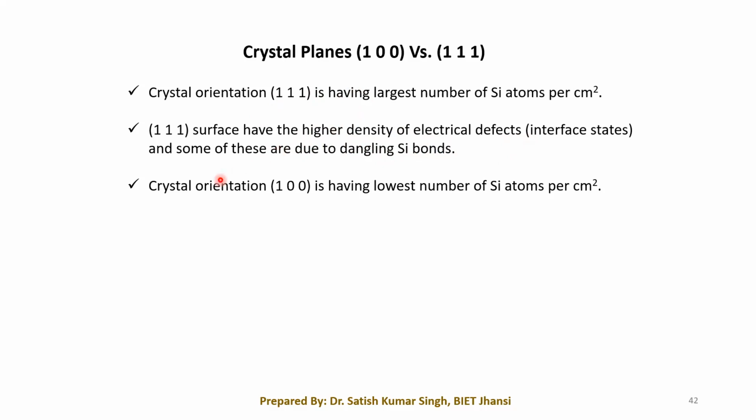Then you find that crystal orientation 100 has the lowest number of silicon atoms per centimeter square. It means it has the lowest silicon atom density on the surface. So these are the properties of the different orientations on the surface.